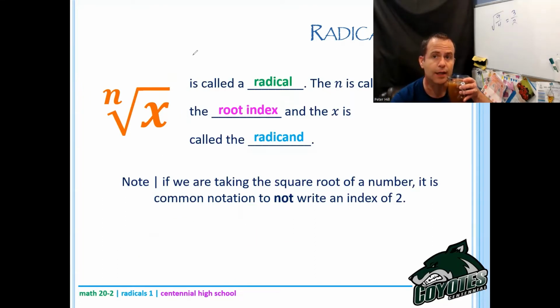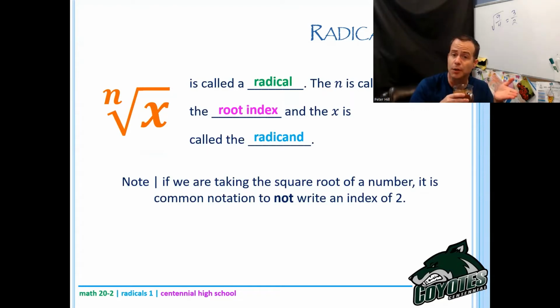Okay. Now, if we're talking about a square root, we don't write the 2, but any other root, cube root, 5th root, 10th root, 18 millionth root, we would have to write that root index in. But if it's a square root, because we use square roots so much, nothing there is understood to be a 2.